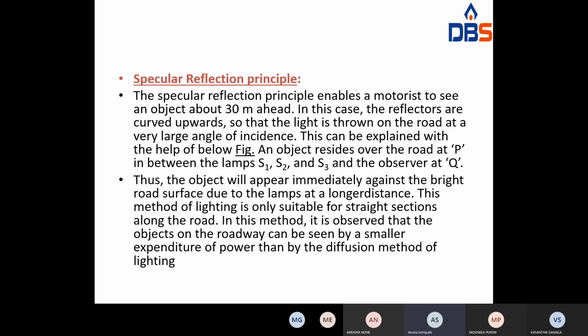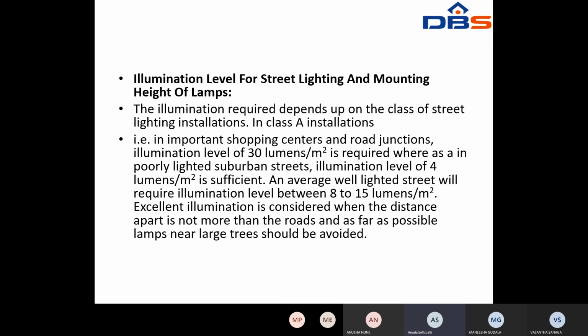Here you have to use the upward direction, so that the light is thrown on the road at a very large angle of incidence. This can be explained with the help of a diagram, so you have to see this diagram.